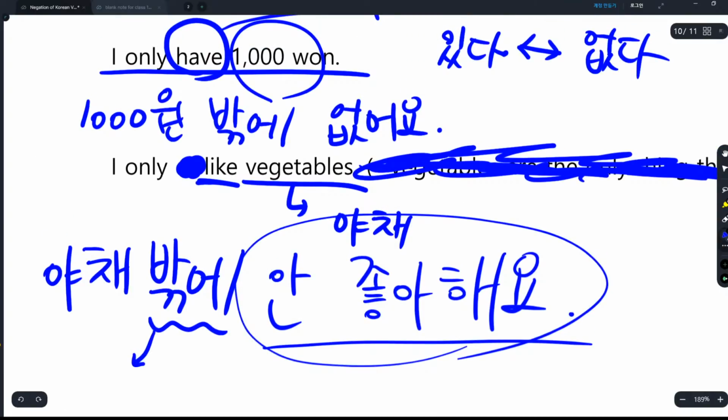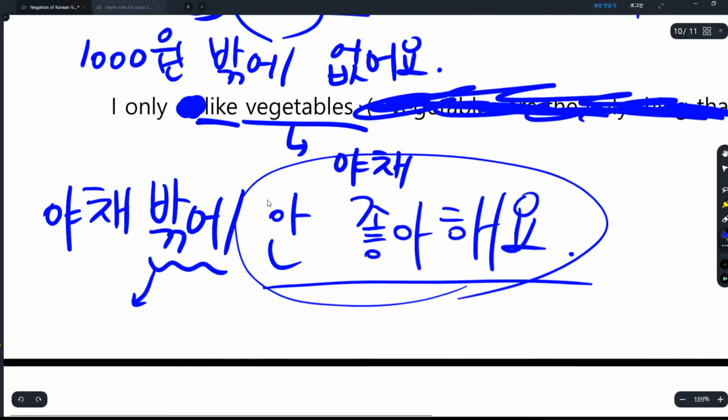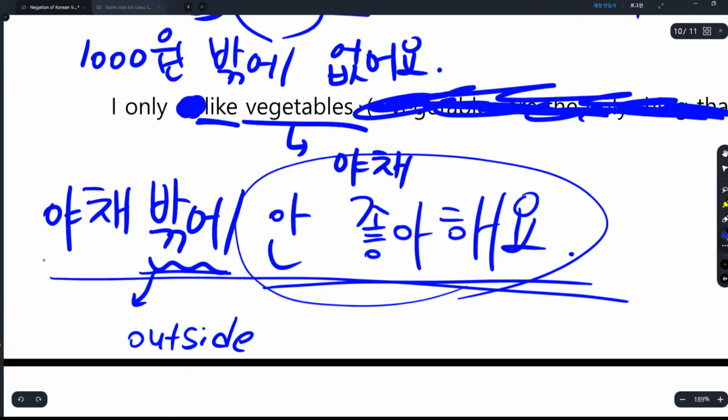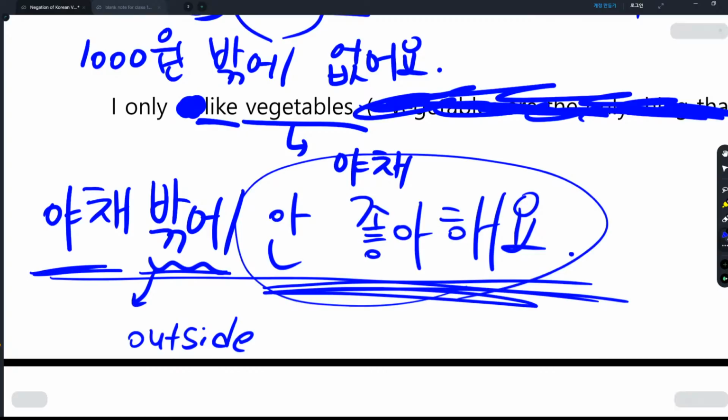I saw a question from 코코아님. 밖에 means outside, right? Yeah, 맞아요. It also means outside. So 야채밖에 안 좋아해요 literally means outside vegetables I don't like anything, which makes sense, right? Which extends to the meaning of I only like vegetables.